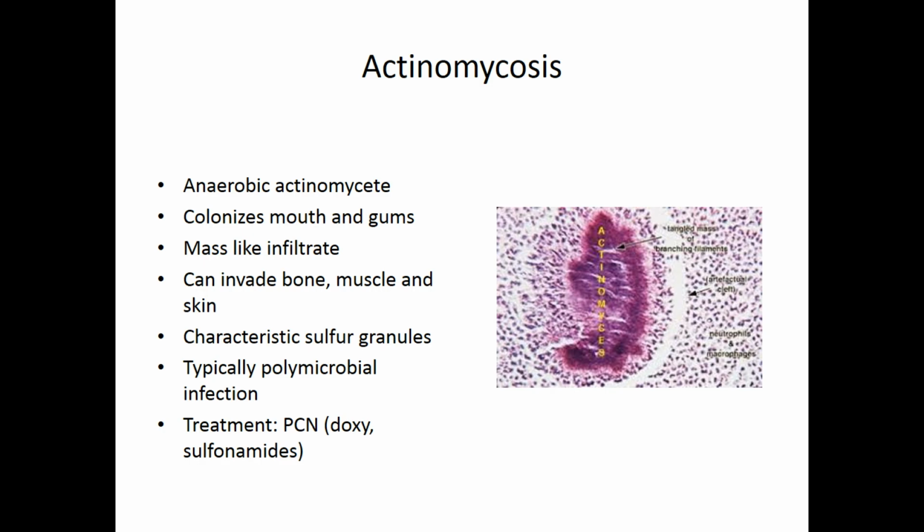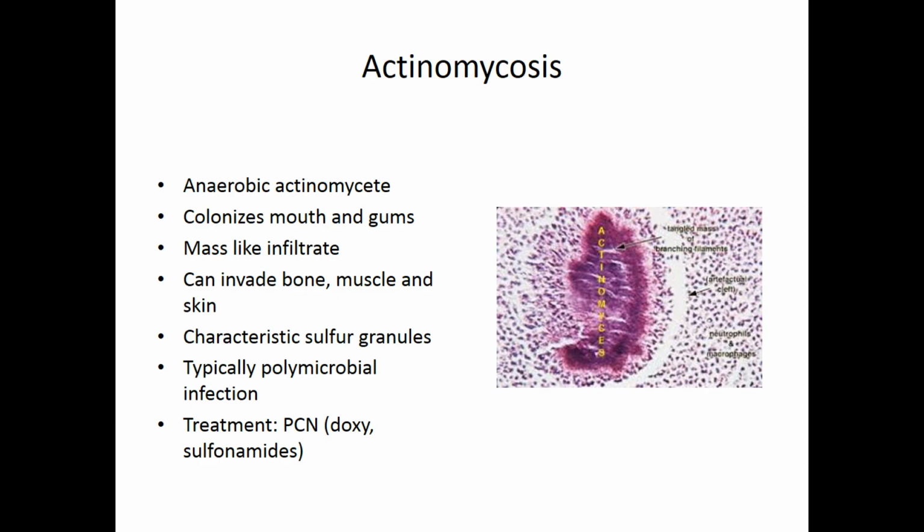Actinomyces is also an infection that can be seen in transplant recipients, although not uniquely an opportunistic infection. Here you see an example of a pathologic specimen of actinomyces. It's an anaerobic organism that colonizes the mouth and gums. It can often cause lung infection due to aspiration. Actinomycosis causes a mass-like infiltrate in the lungs and can invade the bone, the muscle, and the skin. It often demonstrates itself without respect to normal anatomic planes.